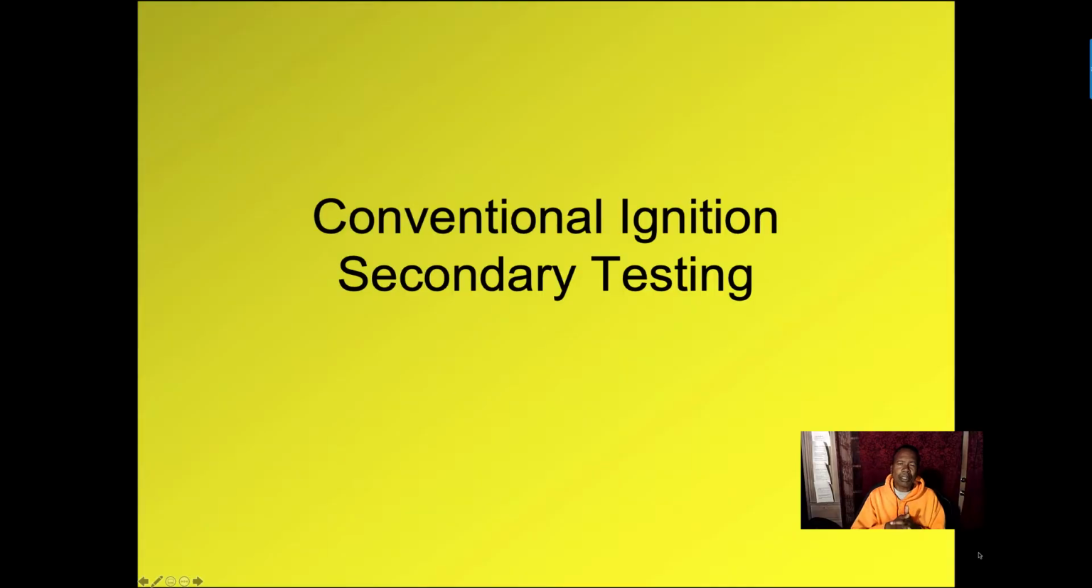Now we talked about the primary ignition circuit. Keep in mind the primary ignition circuit induces voltage into the secondary ignition to fire two gaps in the circuit: rotor to cap gap and spark plug gap. Okay? Let's talk about it.